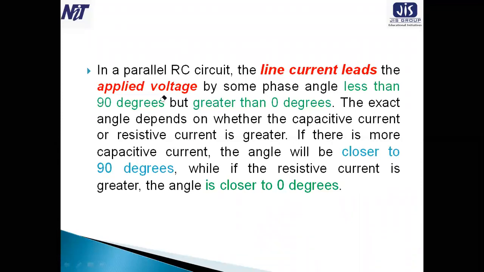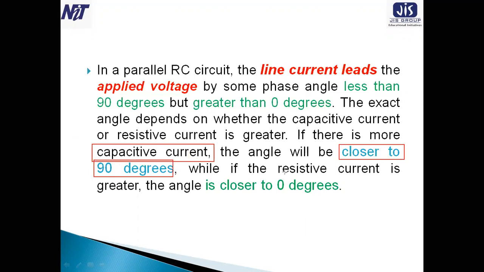The exact angle depends on whether the capacitive current or resistive current is greater. If there is more capacitive current, the angle will be closer to 90 degrees. This point is very important, you have to remember it. For more capacitive current, the angle is closer to 90 degrees, while for a purely capacitive circuit, it is 90 degrees. So it depends on the value of the capacitive current.